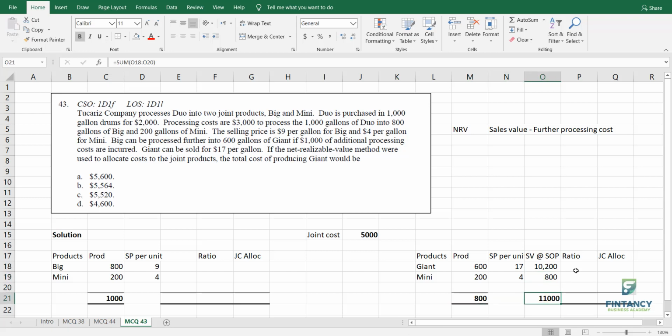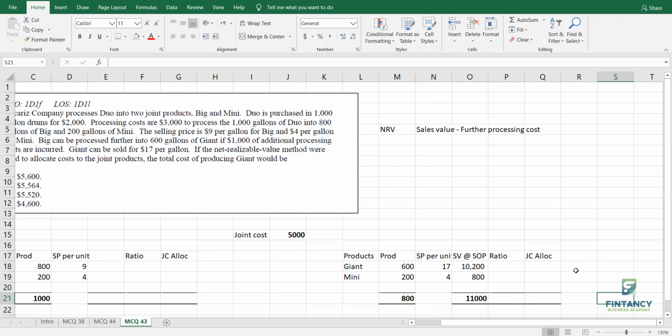Okay, it means my sales value at split off point is 11,000. But as you can see above, the formula is telling you that you need to deduct. I mean, the ratio I will not calculate based on this. The ratio I will calculate based on NRV. And how to get this NRV? I need to deduct further processing cost.